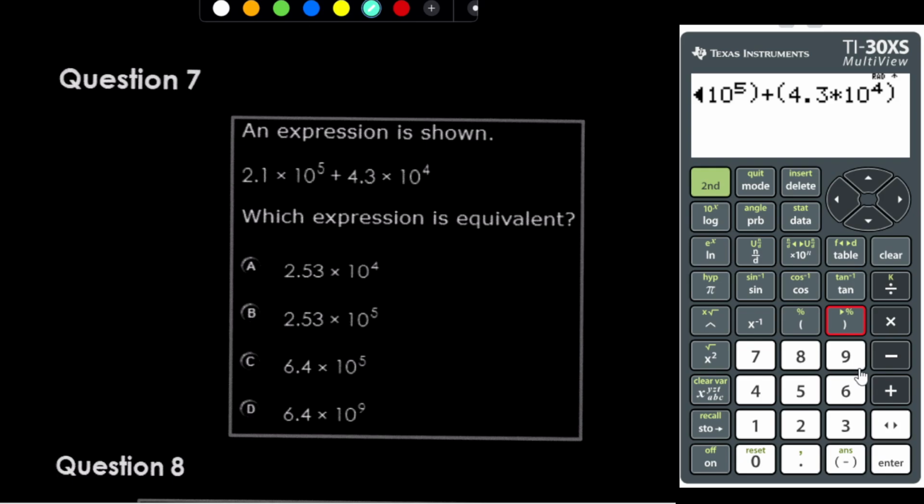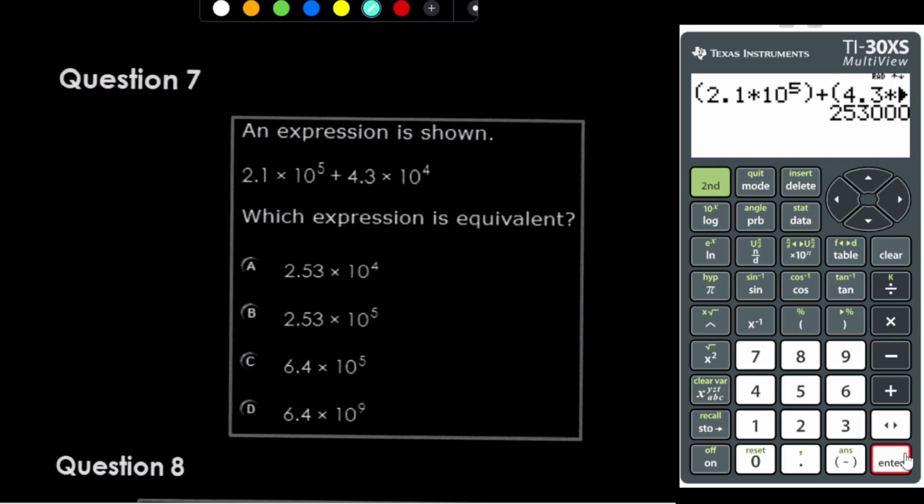And you may ask, Mr. Dietz, why did you put that in parentheses? Just because the calculator, you want to make sure it's doing the multiplication first. It's doing the 4.3 times 10 to the 4 first. So you want to make sure that you keep this as numbers. And we hit enter. It tells us 253,000.